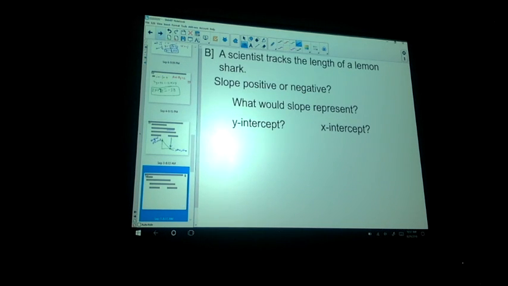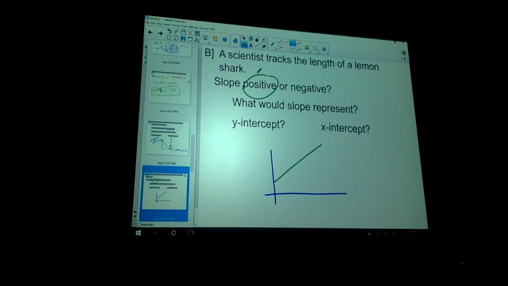A scientist tracks the length of a lemon shark. So there's going to be a certain region. So I'd say it has a positive slope because it's growing. Obviously it gets to a full length. It's probably not a linear length. Where it crosses here is what its birth size was. And then what would the x-intercept be? The x-intercept would be something time, but it's kind of irrelevant right now because the x-intercept would be back here. So it would be a negative time.